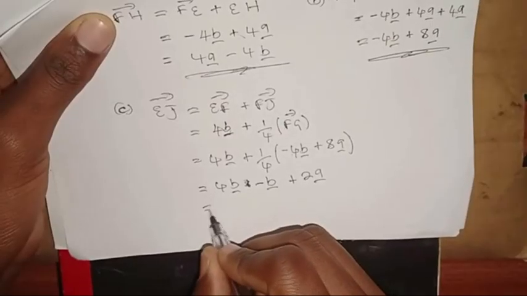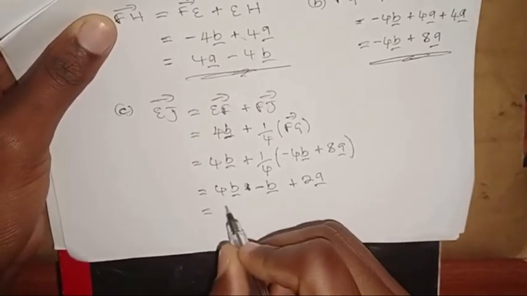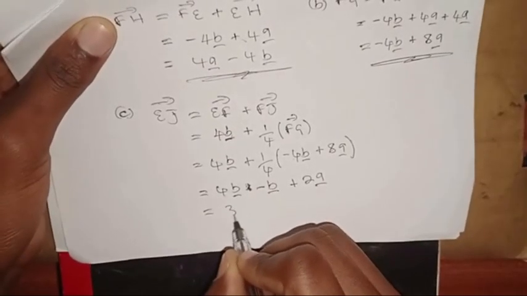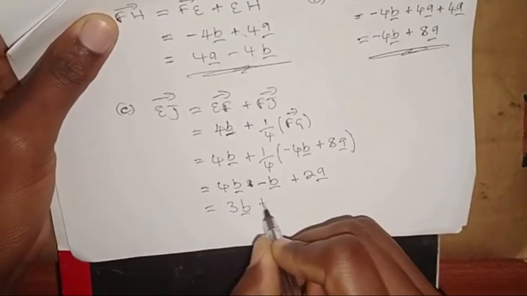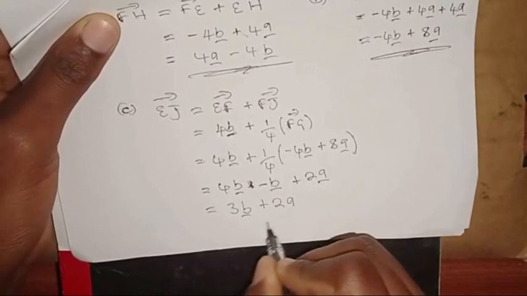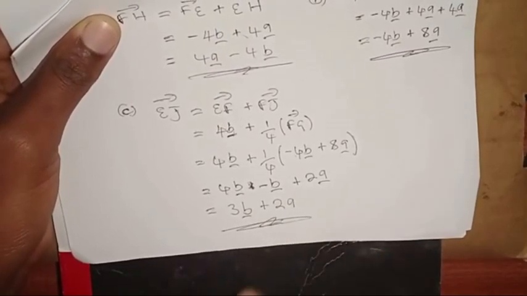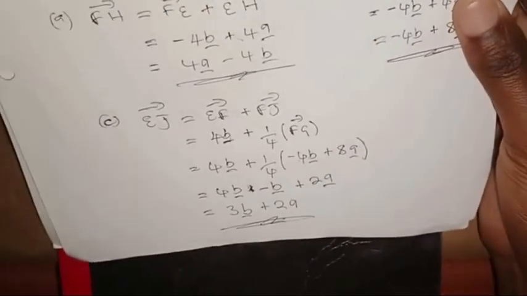So all we have to do is say 4b minus b. That is going to give us 3b, plus 2a. So that's the answer for this question. As you can see, we have answered this question.